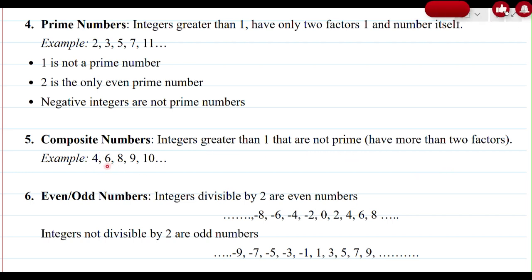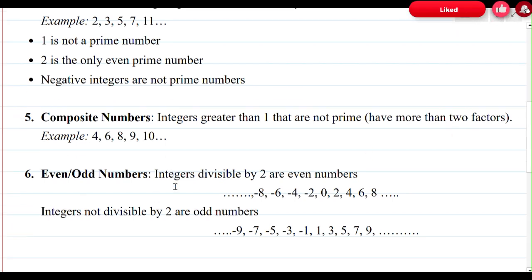Same, 6 is a composite number, 3 times 2 is 6. 8 is a composite number, 2 times 4 is 8, 4 times 2 is 8. 9 is a composite number, it comes in the 3 times table. 10 is a composite number, it comes in the 2 and 5 times tables. So composite numbers are those numbers which are not prime, or we can say the numbers which have more than two factors, 1, itself, and other factors as well, right?